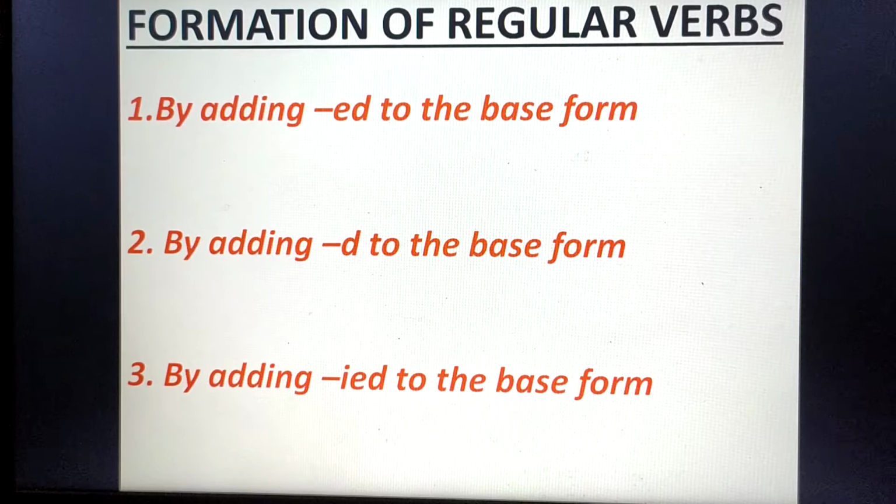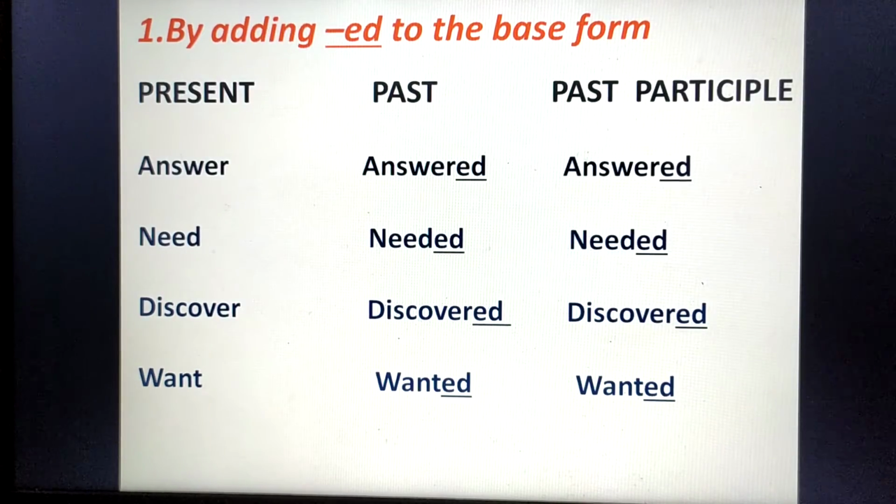First is by adding ed to the base verb. Second is by adding d to the base verb. Third is by adding ied to the base verb. So when we go with the first point, it's by adding ed to the base form, right? You can see here, there are some cases when we need to modify some parts of words when we are adding ed. What we do, we simply add ed after the base word.